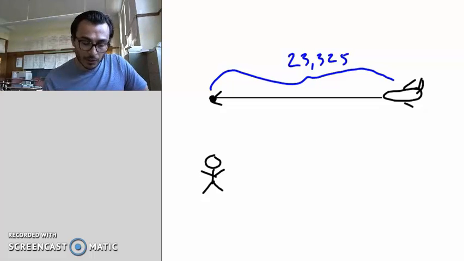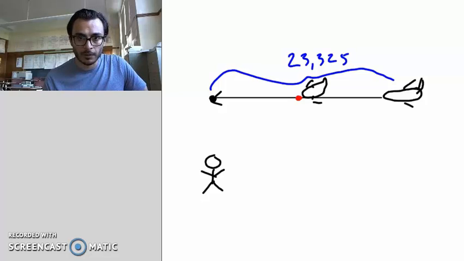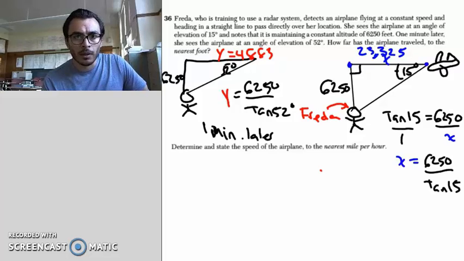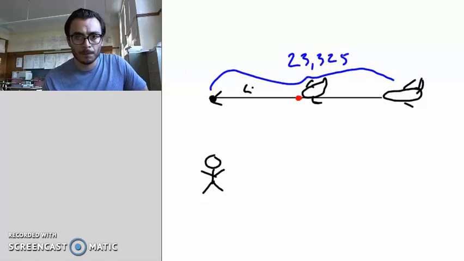1 minute later, the airplane gets closer to her, right? So the airplane is now here, and the distance between the airplane and this point has now shortened to what? It is 4,883. I'll use red for that, just to be consistent. 4,883 feet.